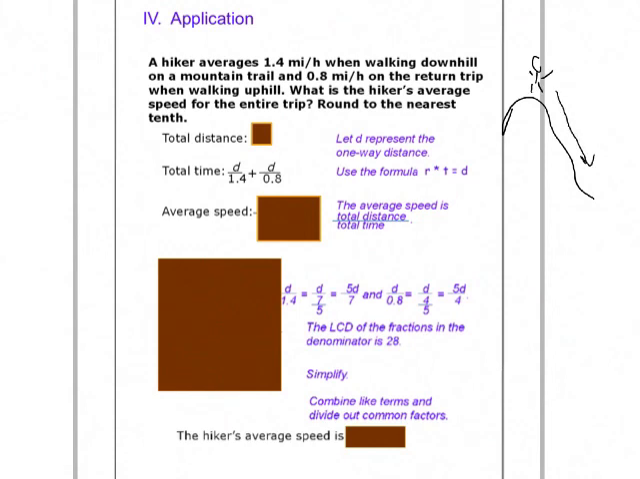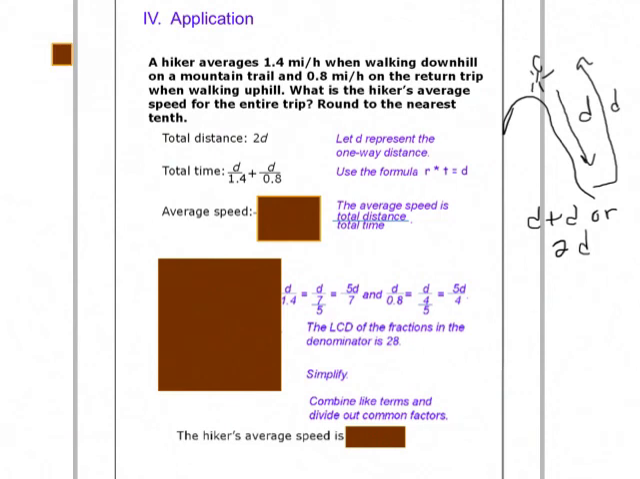When he walks down the hill, we don't know how far he went, so we're going to call it a d distance. At some point he stops and starts walking up the hill, and he walks up the hill that same distance. That means his total distance walking down and walking up is d plus d, or a 2d distance. So with that in mind, total distance is 2d.